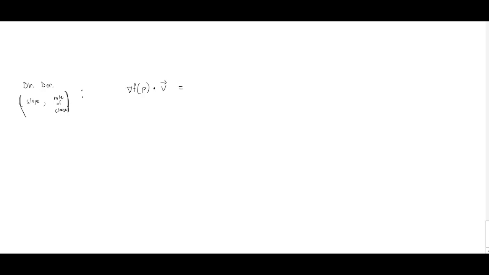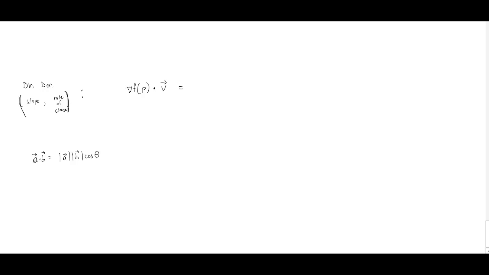Now, remember there's a formula relating dot product to the angle between two vectors. So do you guys remember what that formula was? If I have a dot b, this was equal to the magnitude of a, or the length of a, times the length of b, times the cosine of the angle between them.